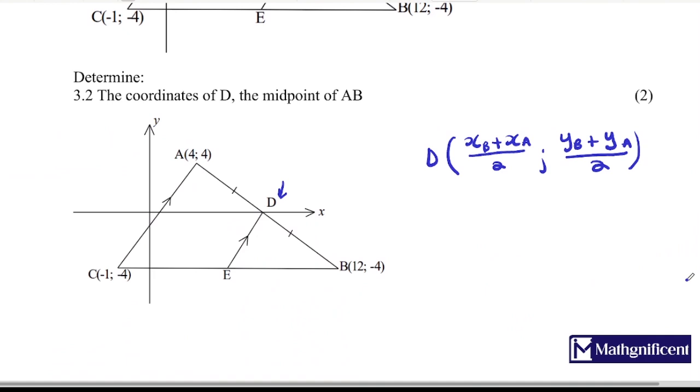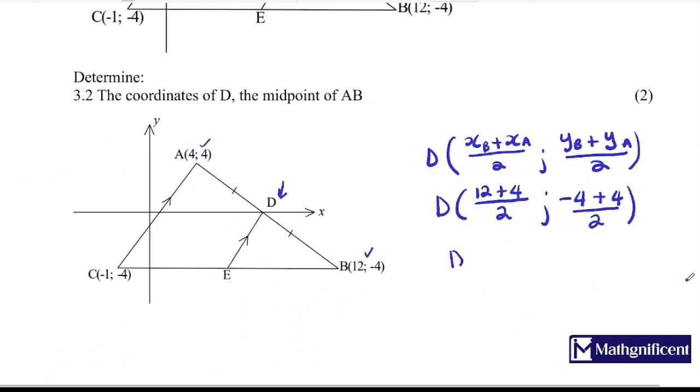So we say D, then we say xb here, which is the x value of B, it's 12. Then the x value of A here, it's 4. Then we divide this by 2. Then the y value of B here is negative 4, and the y value of A here is going to be 4. So we divide this by 2, right? Remember, these are our points of interest that are going to help us determine the midpoint D.